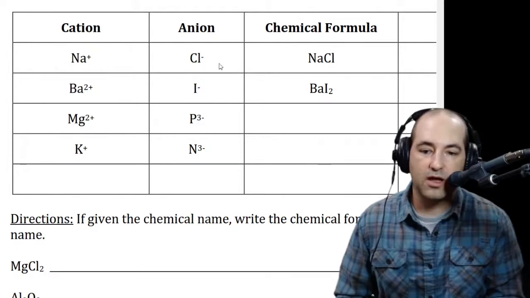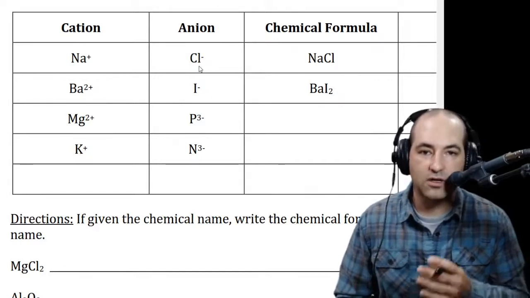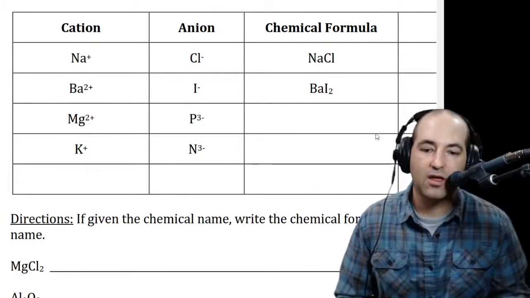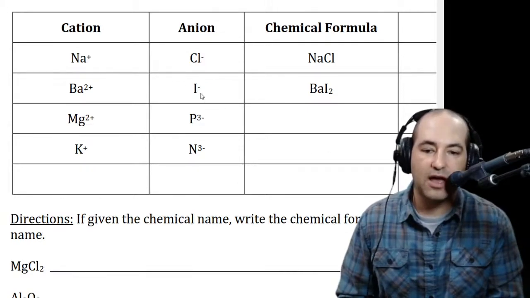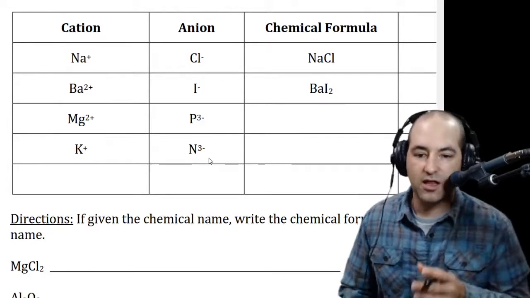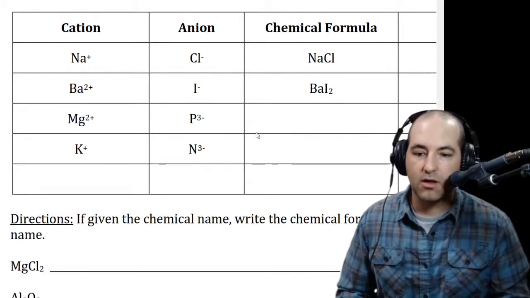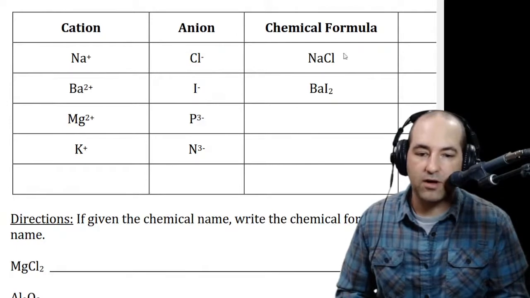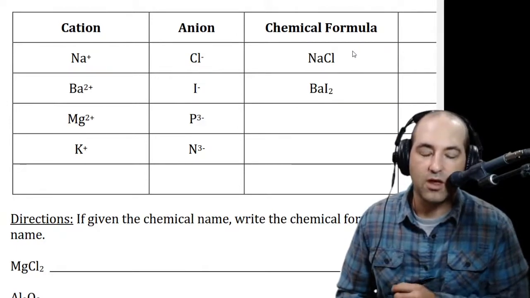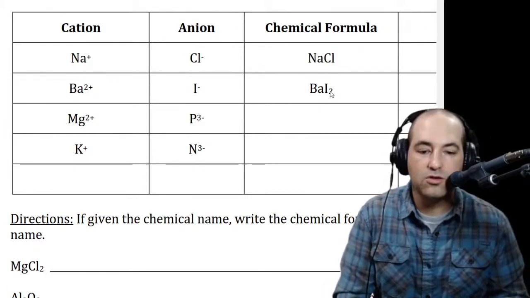If you look at the periodic table, this is known as chlorine, but the Cl- anion is known as chloride. So we cut off the end and put "ide" on it. Same thing here. Iodine becomes iodide. Phosphorus becomes phosphide. Nitrogen becomes nitride. So we take the ending off the element name and put "ide" when it is an anion. And then when we think about how to combine these into a chemical formula, we have to keep in mind that the chemical formula has to have an overall neutral charge.